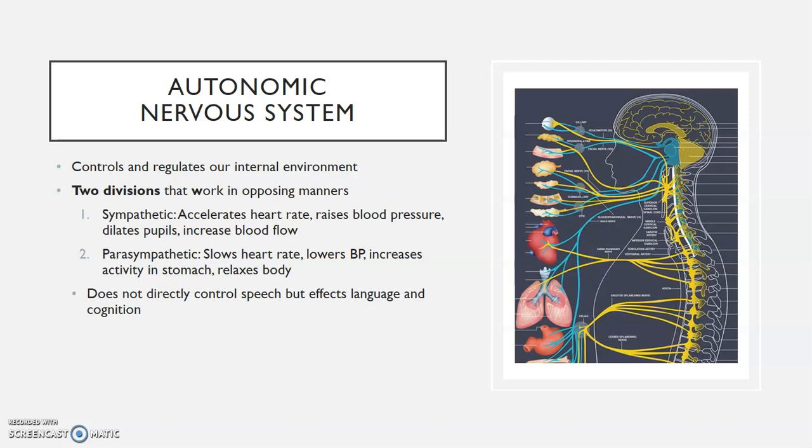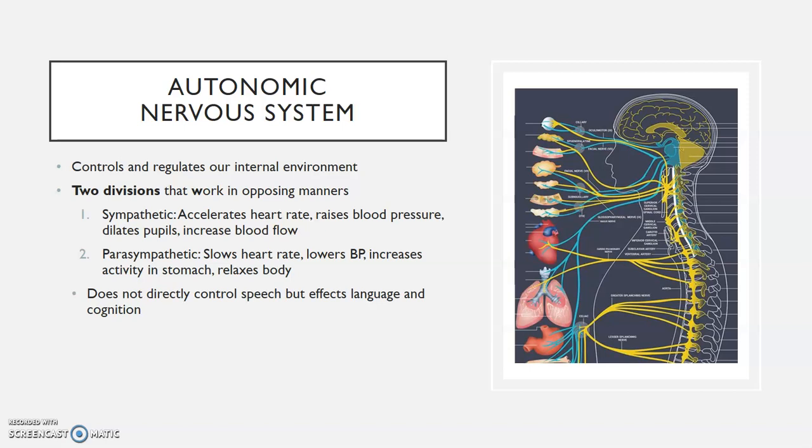And then in contrast, the parasympathetic really slows everything down and says it's okay, we have to get back to normal. So it's going to slow the heart rate down, lower the blood pressure, increase the activity in the stomach for digestion, and relax the body. These two systems are working at all times, but essentially they're working opposite of each other. One of them might override the other while the other is really trying to bring us back to our more natural state.